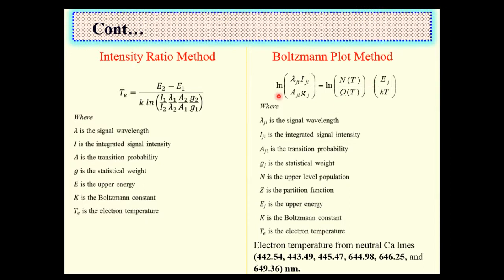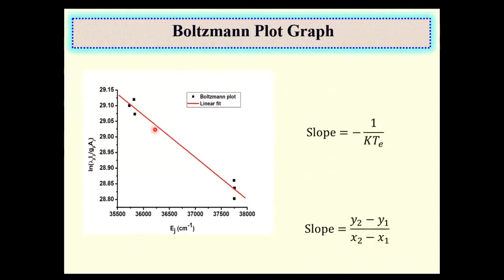So I have used this equation, the Boltzmann plot method, for calculating electron temperature. I have used these transition lines, which basically belong to calcium neutral lines. This graph is known as a Boltzmann plot. From it, we first find the slope, which is equal to (y2 minus y1) over (x2 minus x1). After finding the slope, we put the slope value here and find the temperature. That temperature is known as the plasma temperature or electron temperature, where K represents the Boltzmann constant.